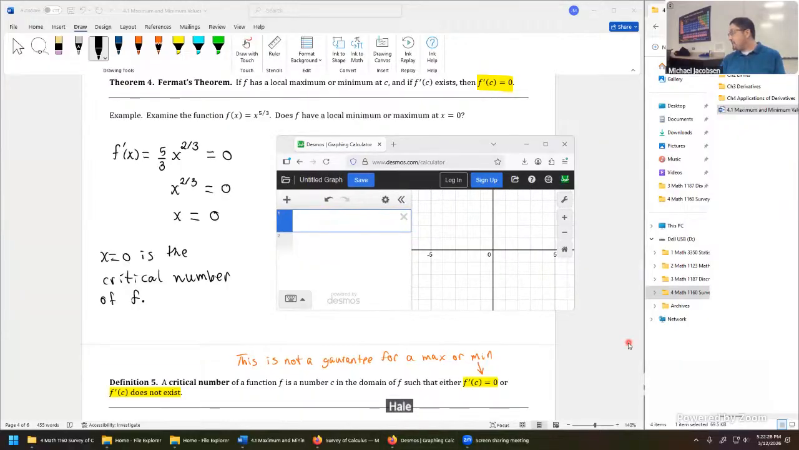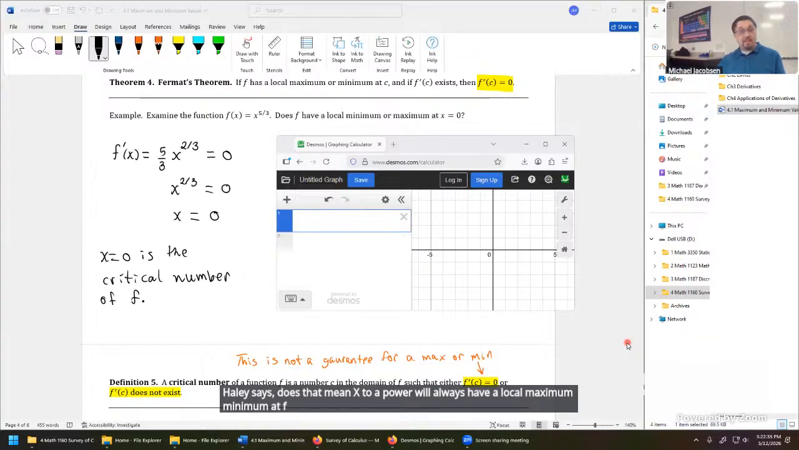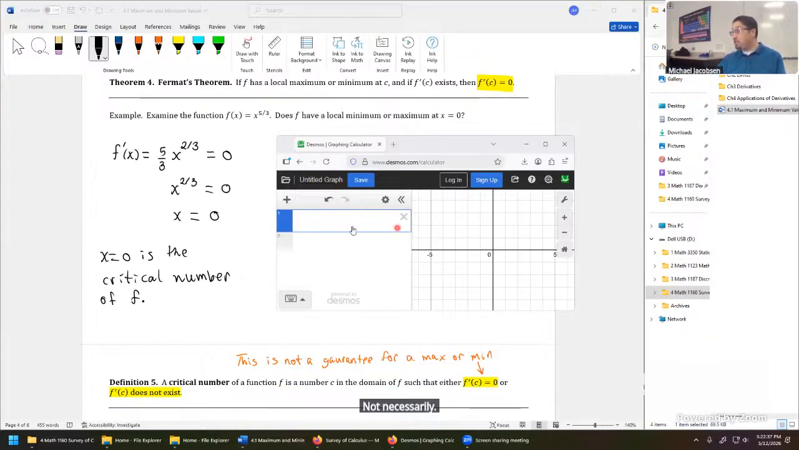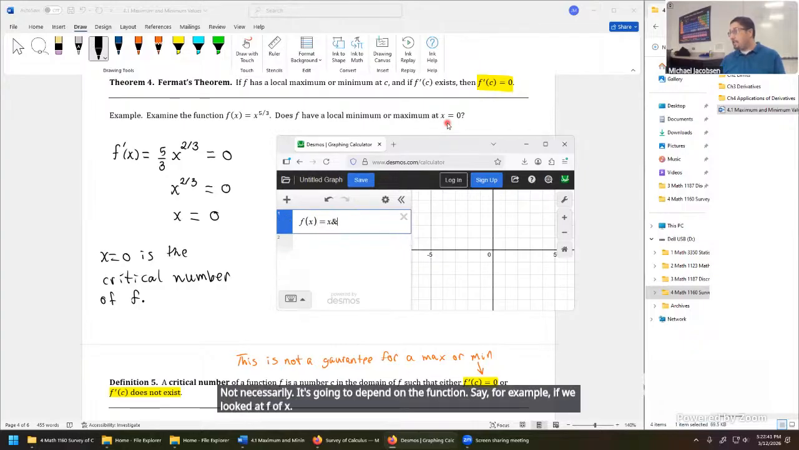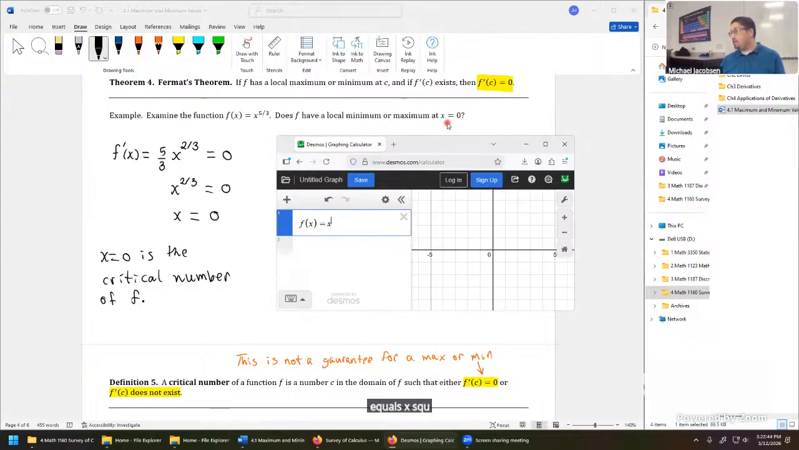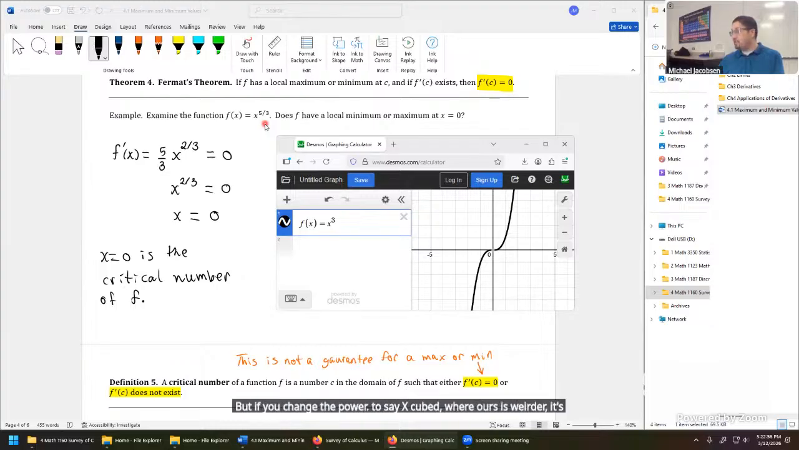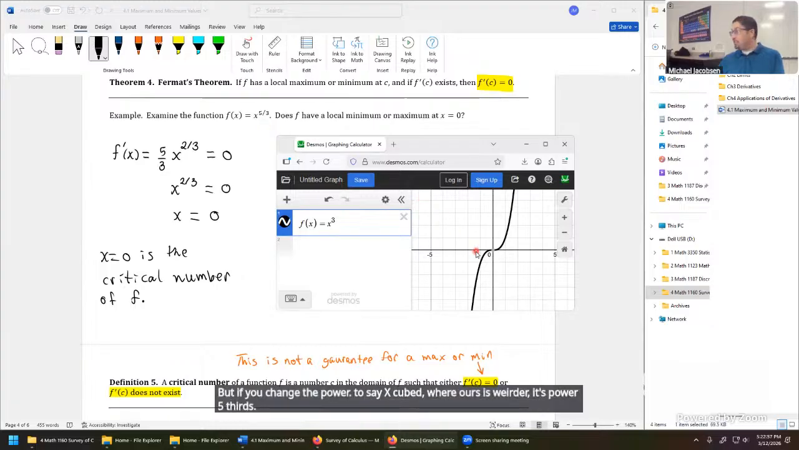Haley says, does that mean x to a power will always have a local maximum or minimum at x equals 0? Not necessarily. It's going to depend on the function. Say, for example, if we looked at f of x equals x squared, this one absolutely has a minimum here. But if you change the power to say x cubed, whereas ours is weirder, it's power 5/3. But x cubed is different, right?